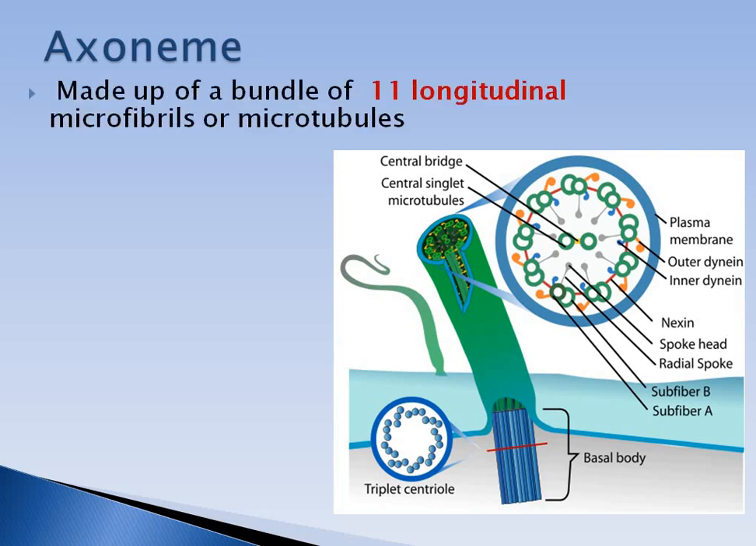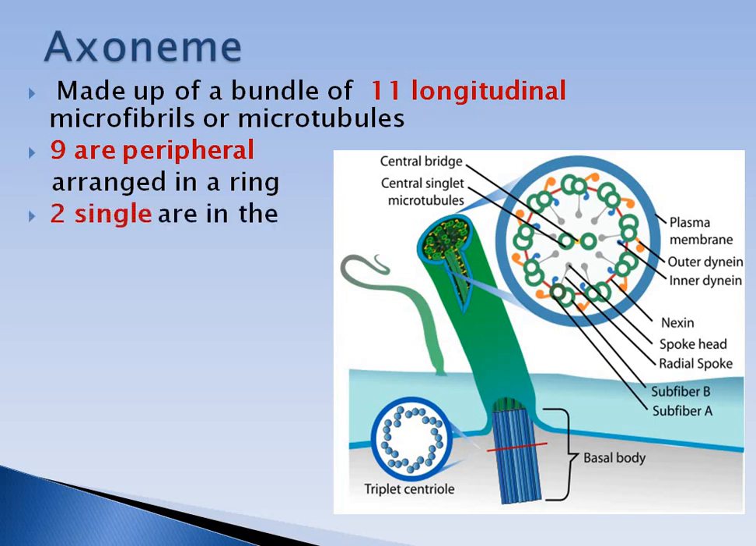Axoneme consists of 11 long microfibrils or microtubules. Out of these 11, 9 are arranged in the periphery in the form of a double structure, and 2 single tubules are present in the center.